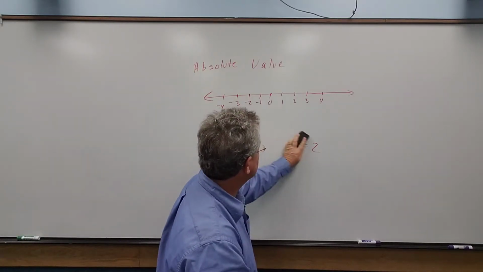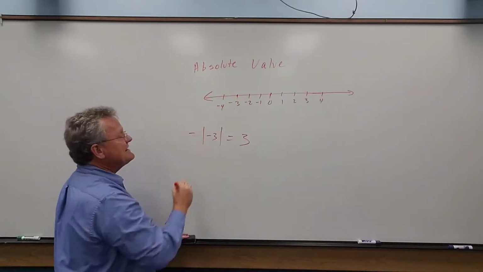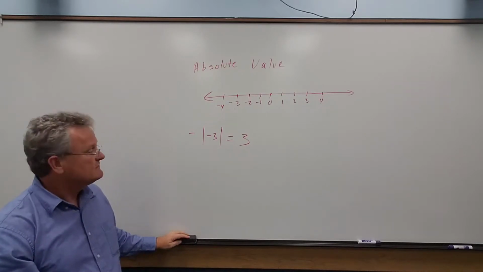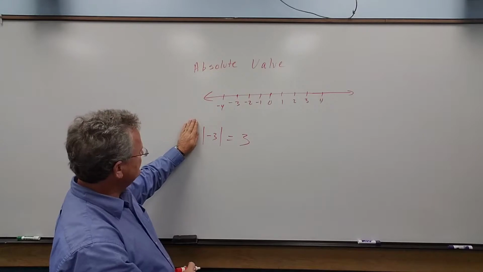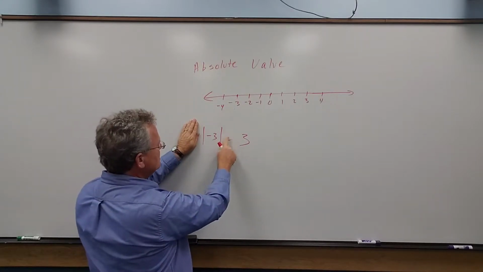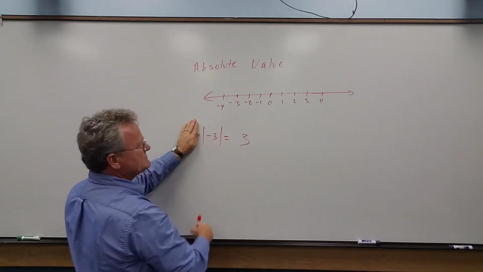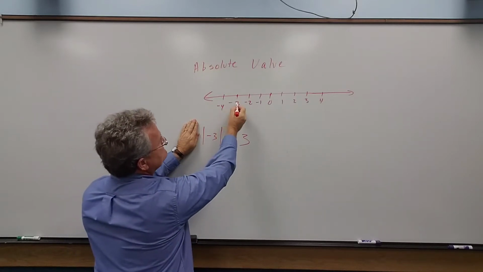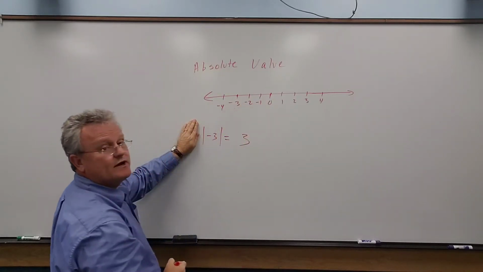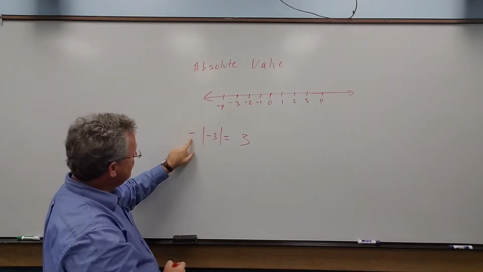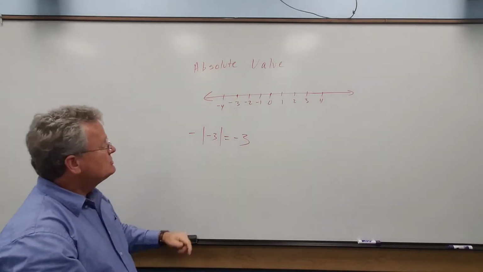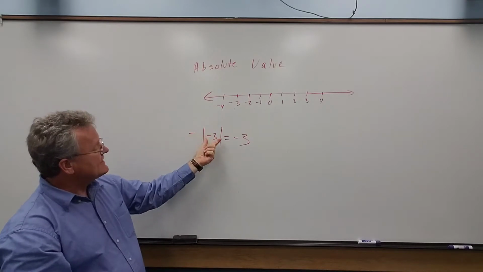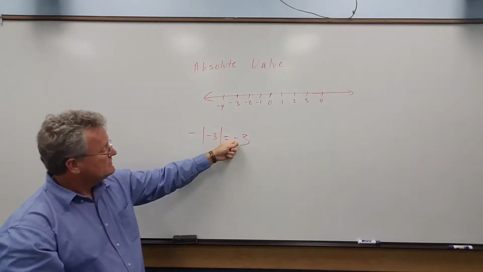Let's say we wanted to find minus the absolute value of -3. Here, think of covering this up. So the absolute value of -3 is 3, because -3 is 3 units away from 0. Now we have a negative in front, so I've got to put a negative in front here. So minus the absolute value gives us a minus.